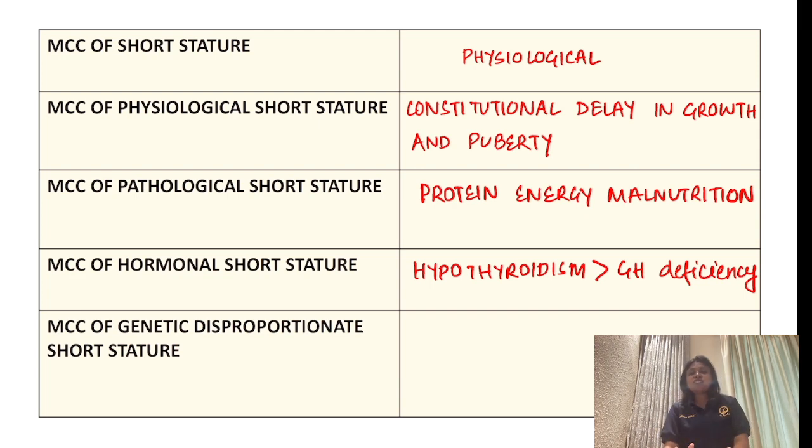Most common cause of genetic disproportionate short stature? I have already discussed this MCQ in the pediatric rheumatology session. The answer to this is achondroplasia.